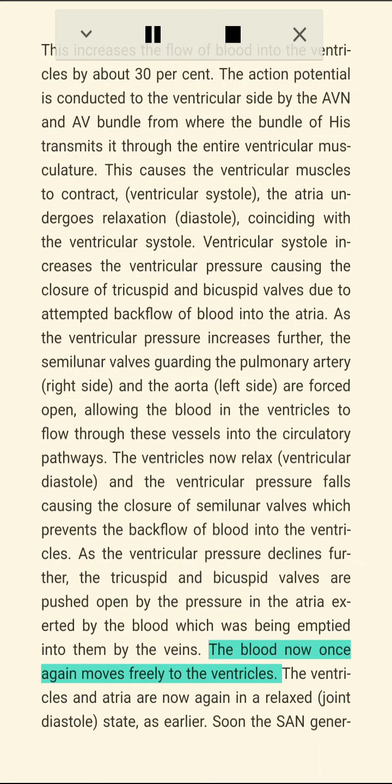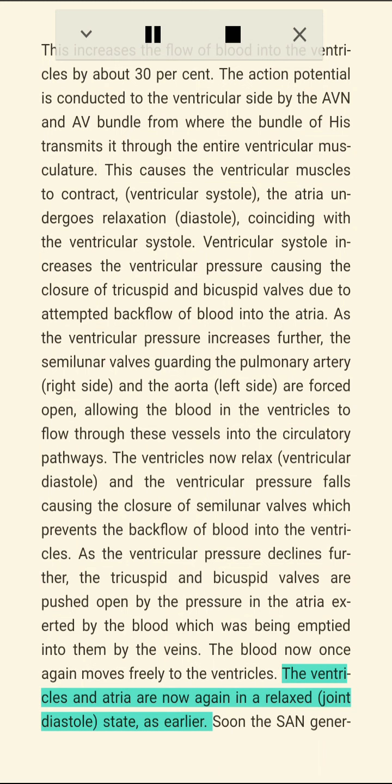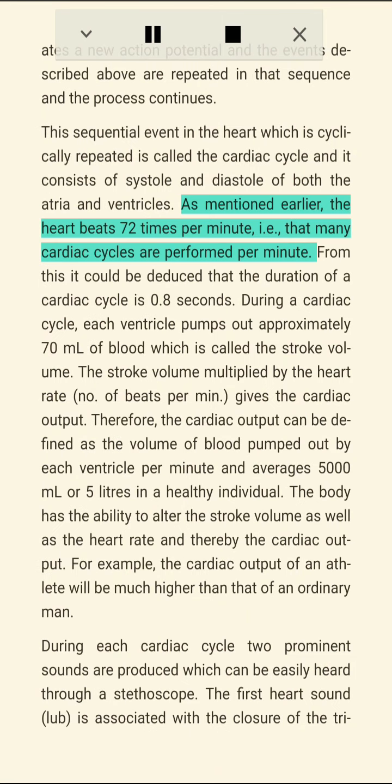As the ventricular pressure declines further, the tricuspid and bicuspid valves are pushed open by the pressure in the atria exerted by the blood which was being emptied into them by the veins. The blood now once again moves freely to the ventricles. The ventricles and atria are now again in a relaxed joint diastole state as earlier. Soon the SAN generates a new action potential, and the events described above are repeated in that sequence, and the process continues. This sequential event in the heart, which is cyclically repeated, is called the cardiac cycle, and it consists of systole and diastole of both the atria and ventricles.